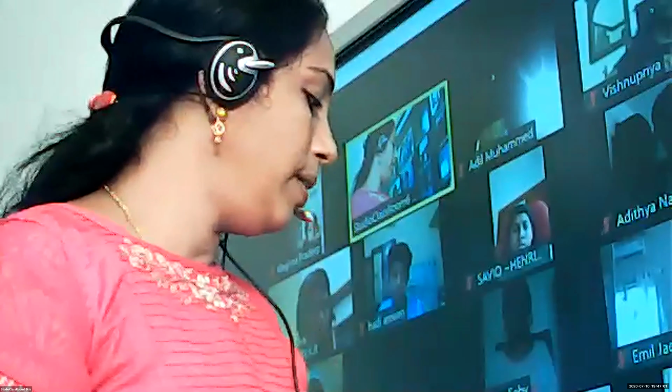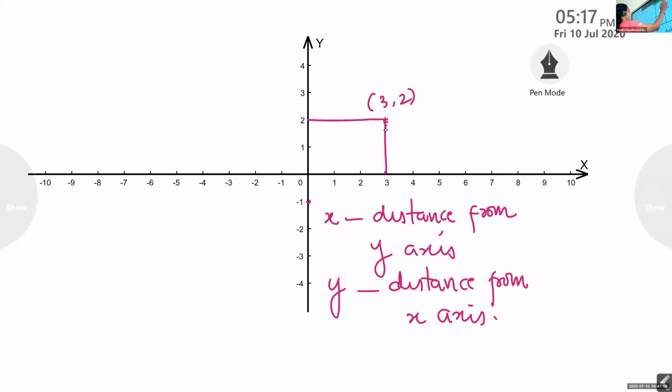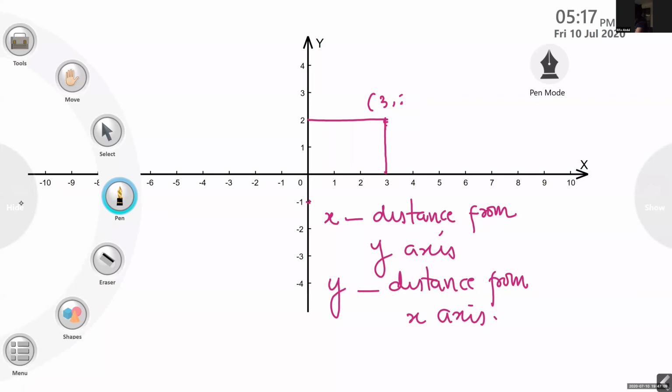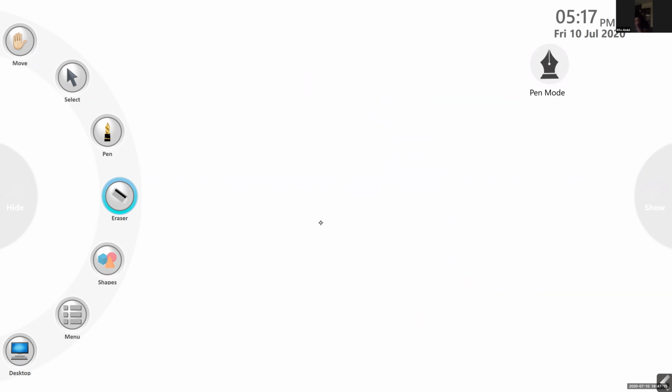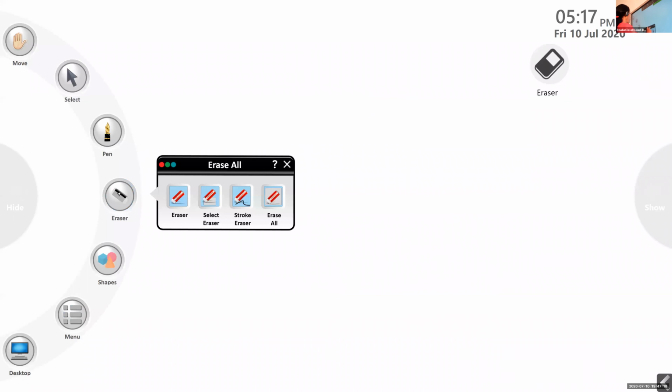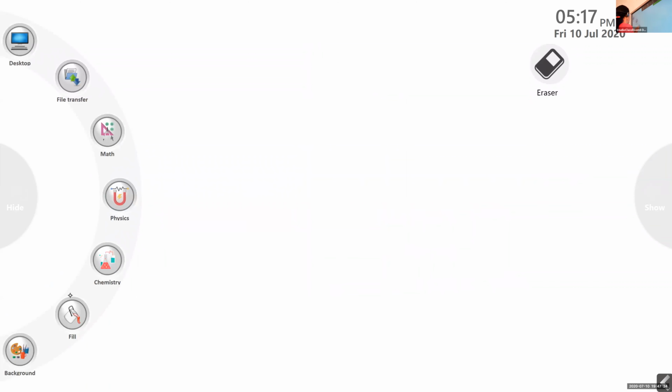Is it clear? So, y coordinate is the perpendicular distance from the x-axis, and x coordinate is the distance from the y-axis. Now we will study about the points. We will study about the distribution of points. Okay, children? Now, again we'll take our axis and I will explain how you will find the points.